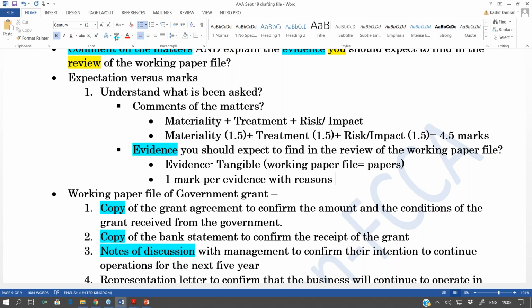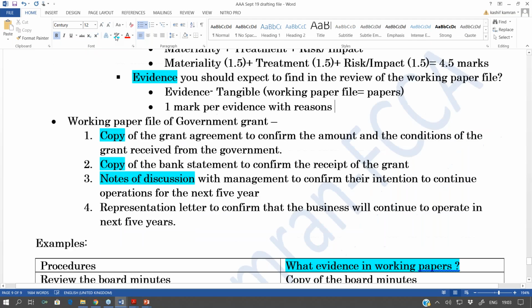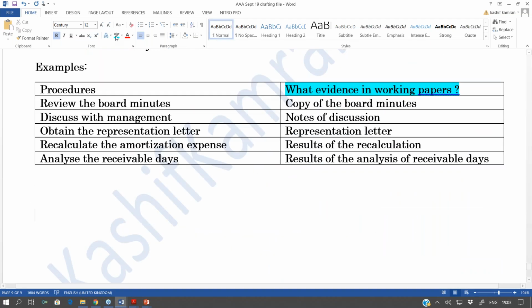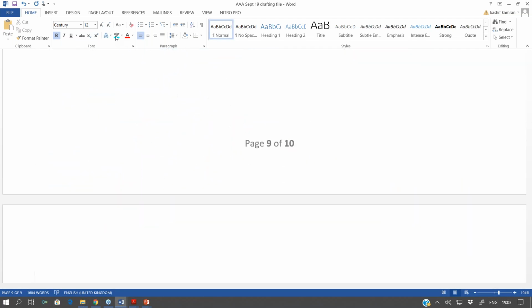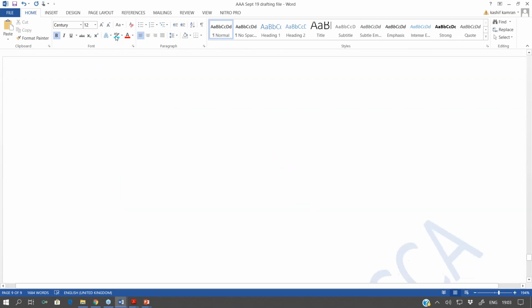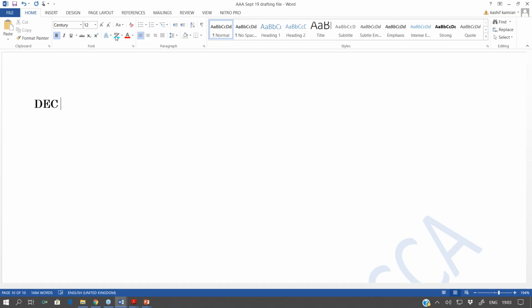Okay, let's do the structure and then we are going on to a break, and resuming from the break, we are starting on with the drilling. Let's first make a structure of the December 11 paper. Okay, the first question we're starting into the drilling phase is December 2011, Question number 2.